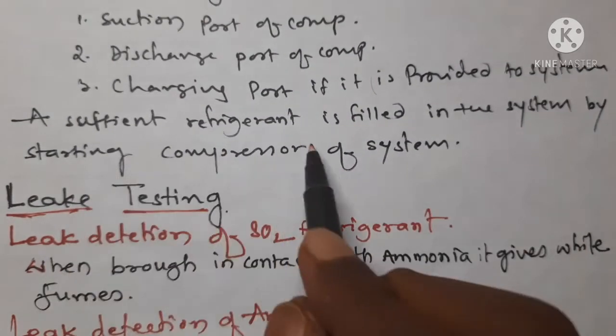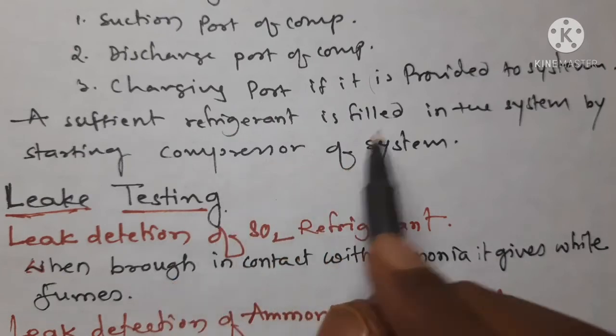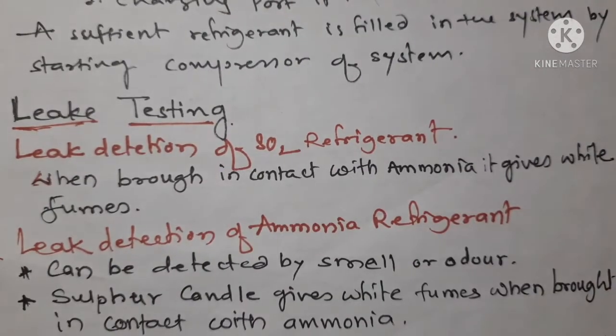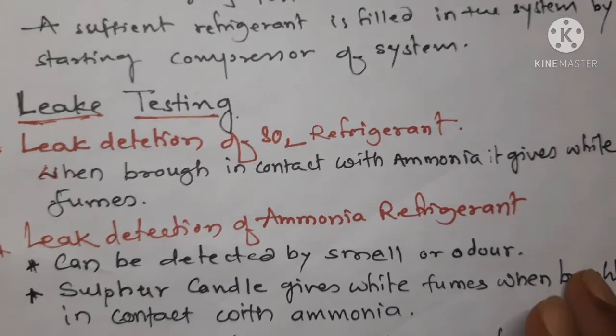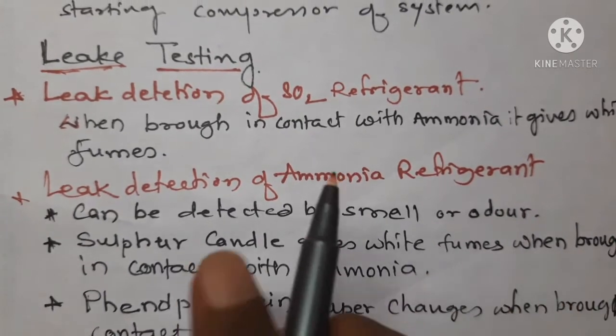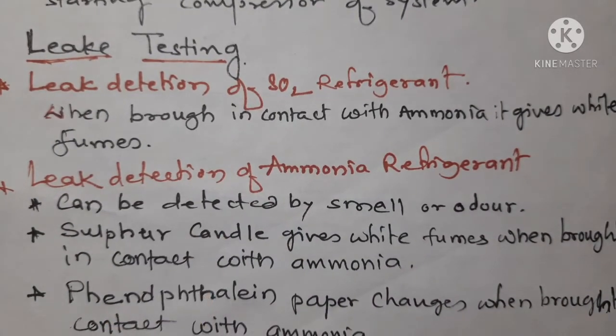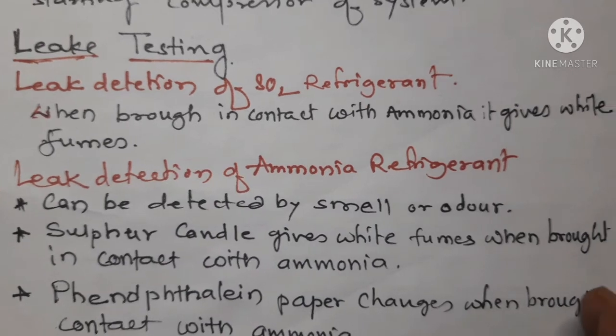After sufficient charge is filled in the system by starting the compressor, once the refrigerant is filled, you have to do leak testing to check whether there is any leakage of the refrigerant at various joints. So how is leak testing to be done for different refrigerants?